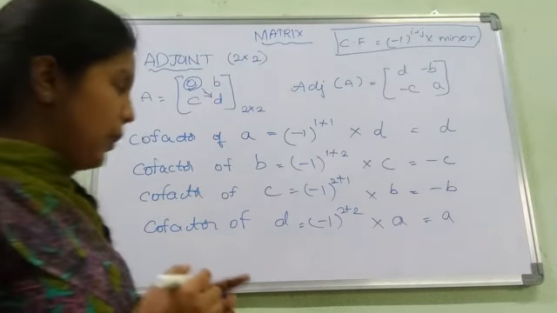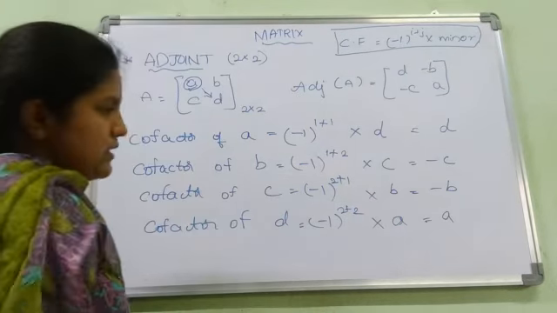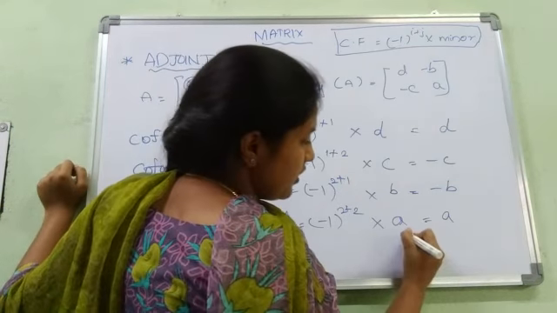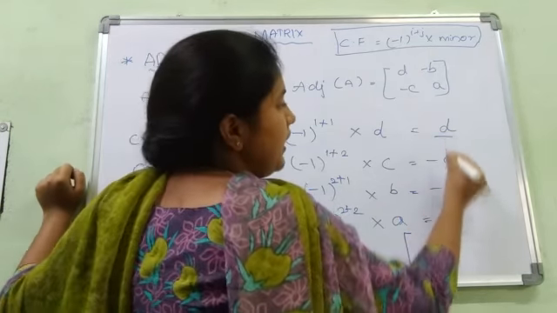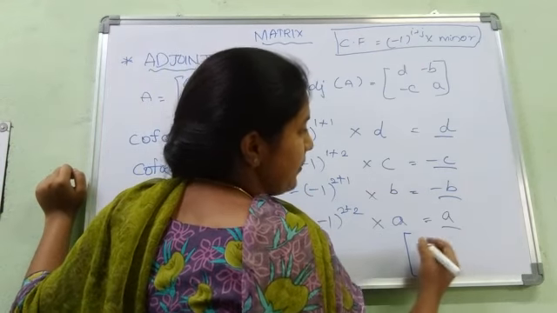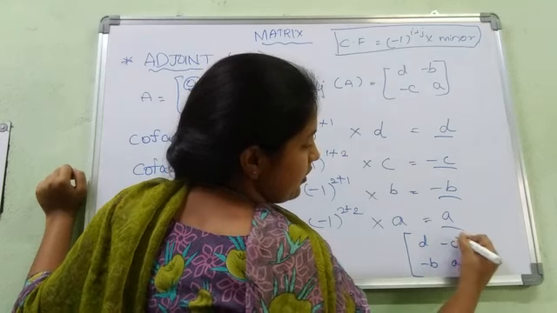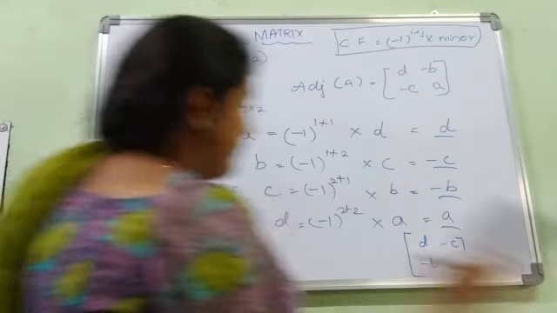Right? So, the resultant matrix will be here. I think you can see, right? The resultant matrix will be D, minus C, minus B, A. D, minus C, minus B, A. So, I am rubbing this.